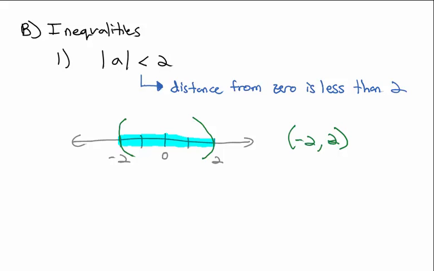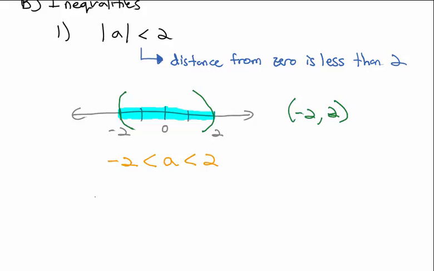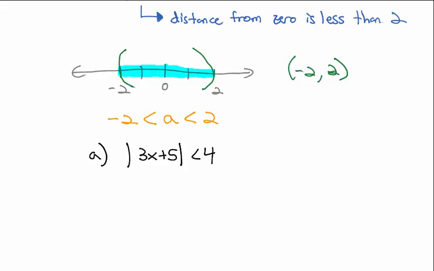This is what we're going to use in order to solve our absolute value inequalities. When we see that the distance is less than 2, we will say A is between the positive 2 and the negative 2. Notice the negative goes on the left. That's important. The small number first. So if we were to work an example, say the absolute value of 3x plus 5 is less than 4, we know that means the 3x plus 5, because it's less than, has to be between negative 4 and positive 4.